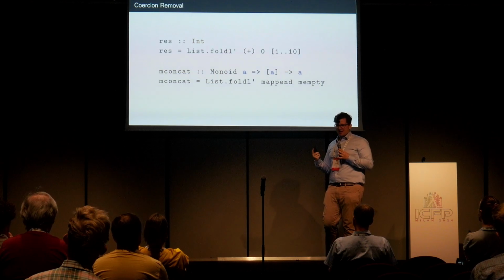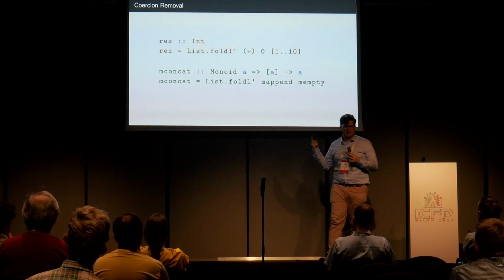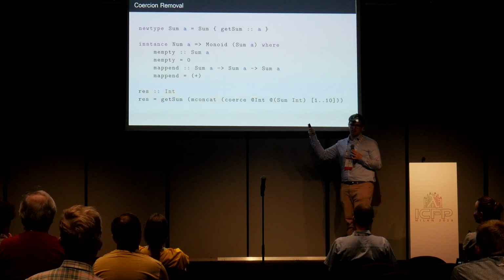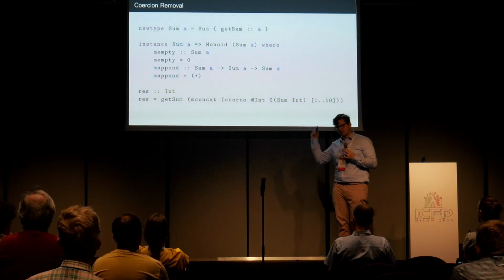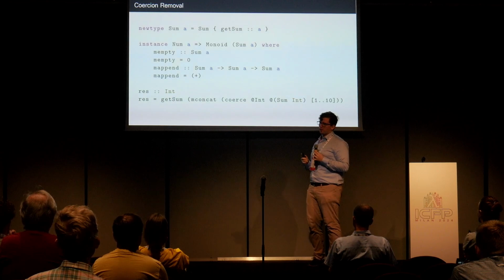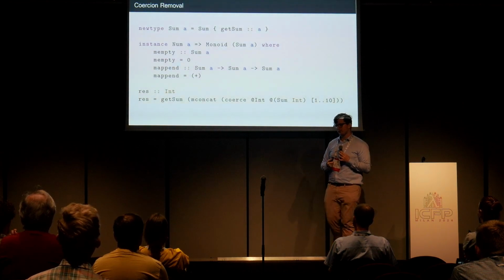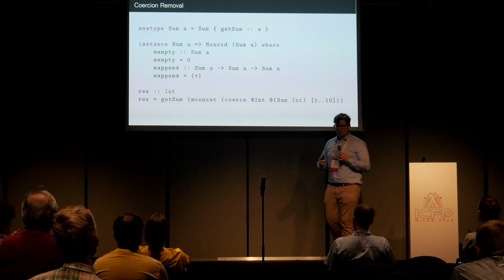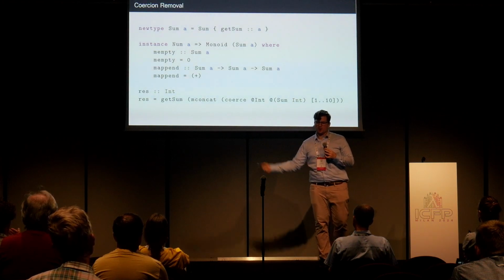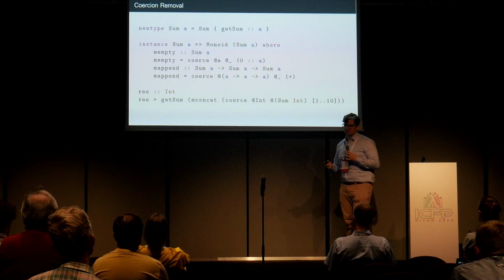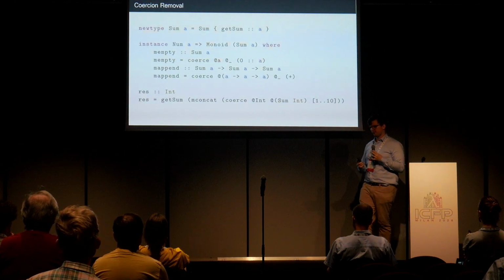However, Int does not have a Monoid instance, and instead you need to use this Sum newtype. And the Sum newtype allows you to actually write a Monoid instance without incurring extra runtime. But your result looks way more complicated and involves coercing. And this is what the code really looks like.